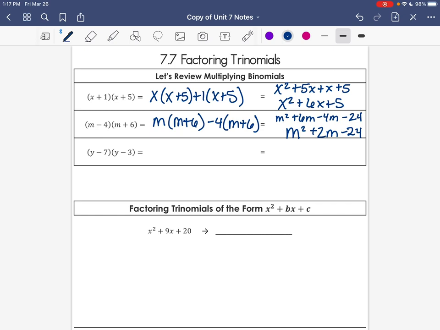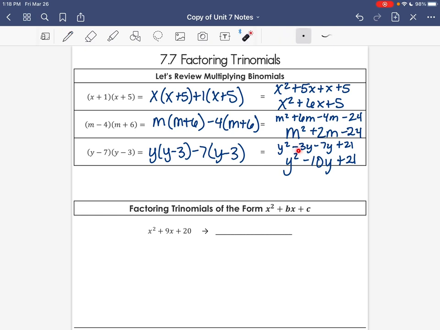And then for this last one, we've got two negatives. So we're going to have y times y minus 3, and then negative 7 times y minus 3. So when you do that, you're going to have y squared, and then minus 3y, and then minus 7y, and then plus 21. So remember, negative times negative is positive 21. So then we're going to have y squared minus 10y plus 21. So in the middle right there, we've got negative 3 minus 7, which is negative 10.